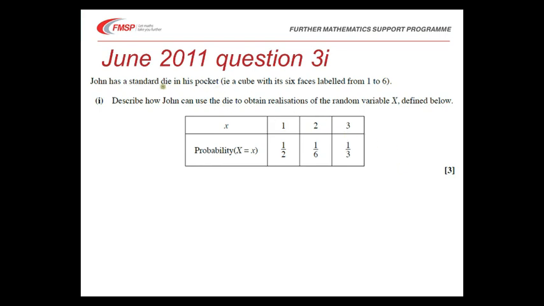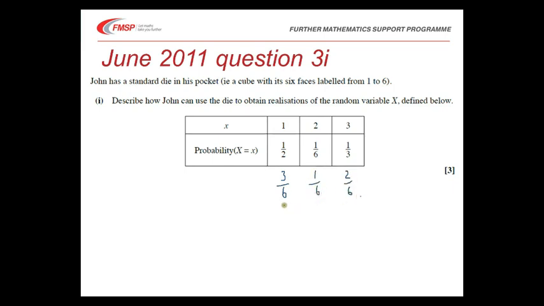So for 3 marks here, John has the standard die in his pocket, it's going to score between 1 and 6. How can he use that to obtain realizations of the random variable defined below? Well, you should be able to spot that the probability of a die landing on any side is 1/6, and all of these fractions can be written as sixths. We've basically got 3/6, 1/6 and 2/6.